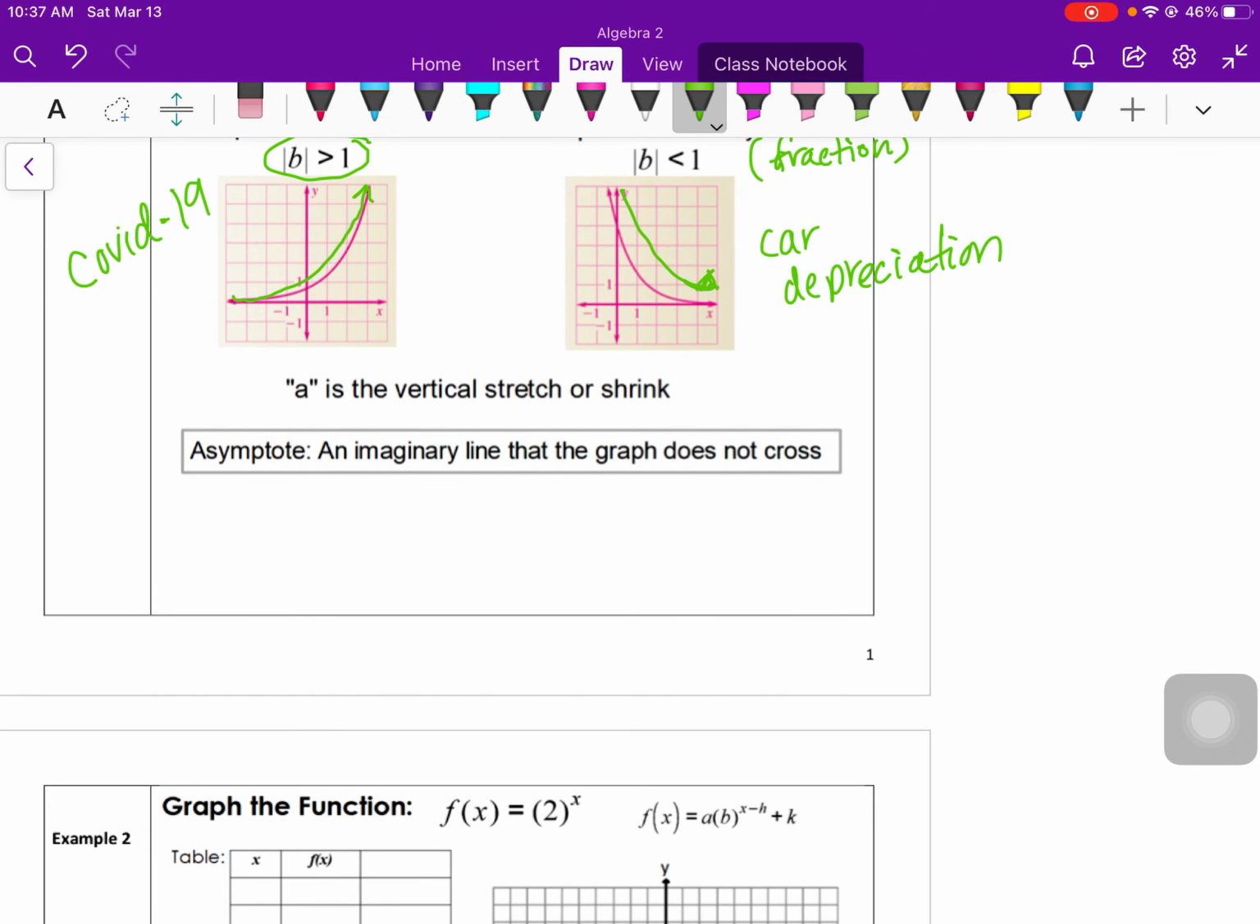A, again, is a vertical stretch or shrink, just like we've been doing this whole year. And then it does tell you down here again what an asymptote is. One more thing I want to mention, if a is negative, that doesn't mean it's going to be a decay. It means that it will be reflected over the x-axis.